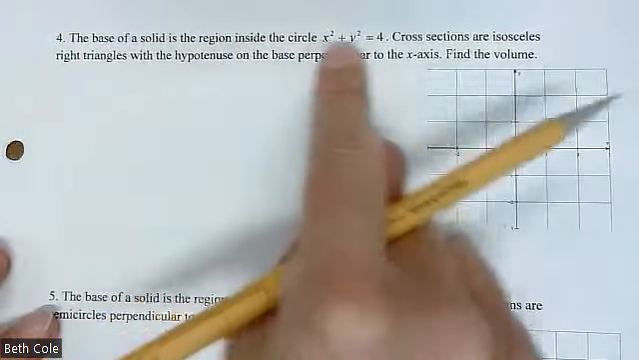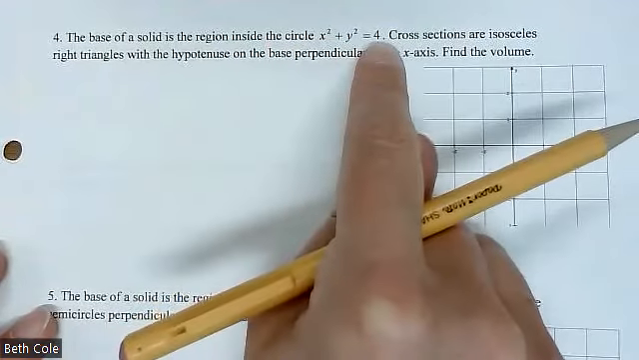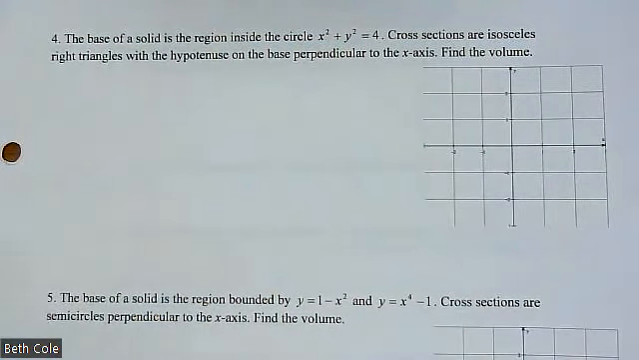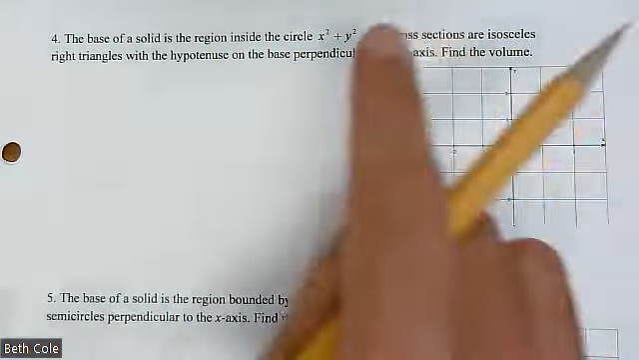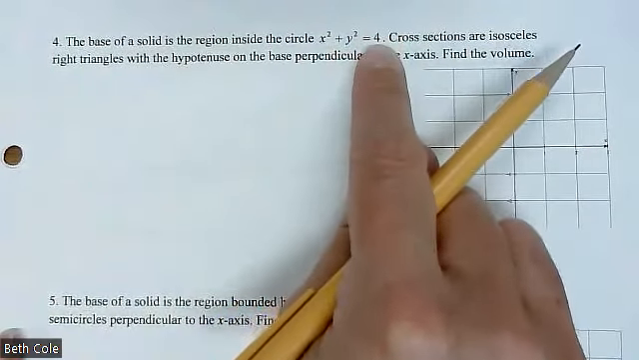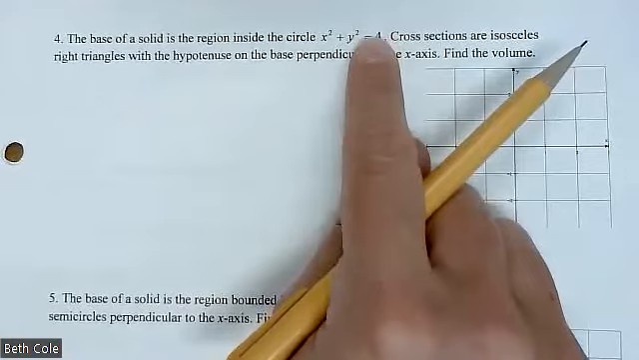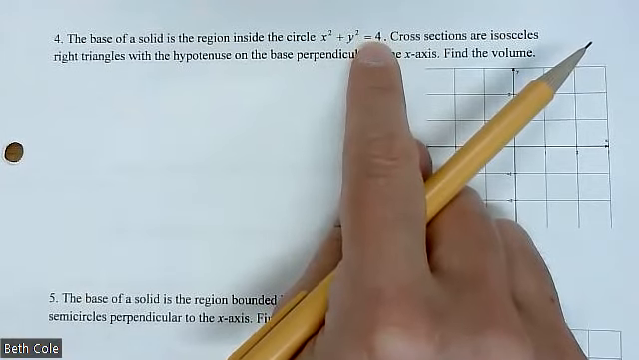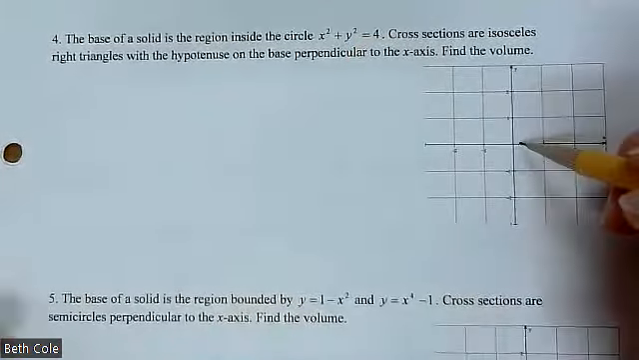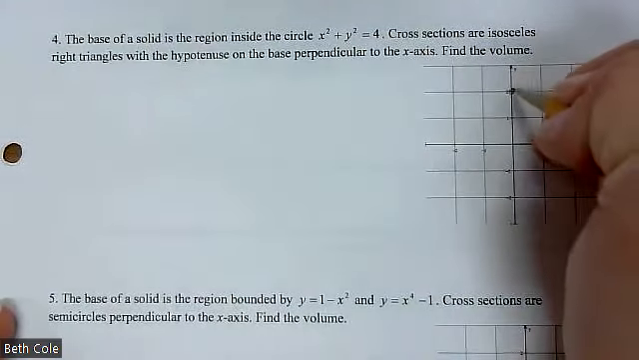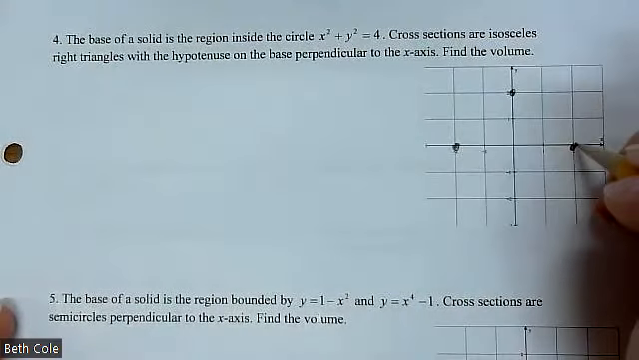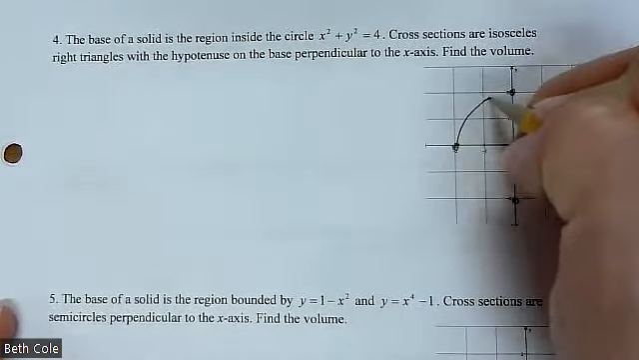All right, base of a solid is the region inside the circle x squared plus y squared equals 4. You haven't graphed circles since geometry, which was like 4 years ago at this point. So I will remind you, if you square root this number, that's your radius. So what's the radius of this circle? 2, okay? So it's centered at the origin, and you would just go 2 each direction, and here's your circle.